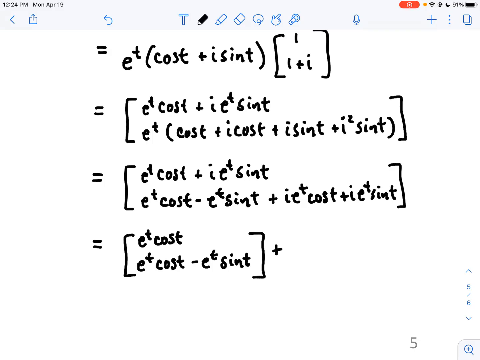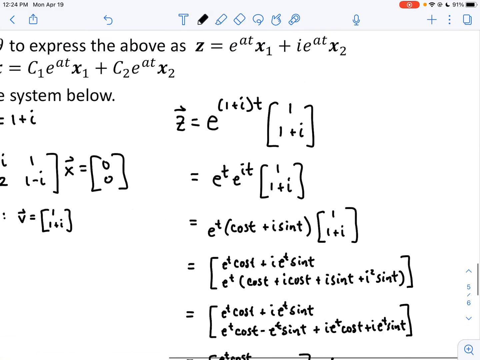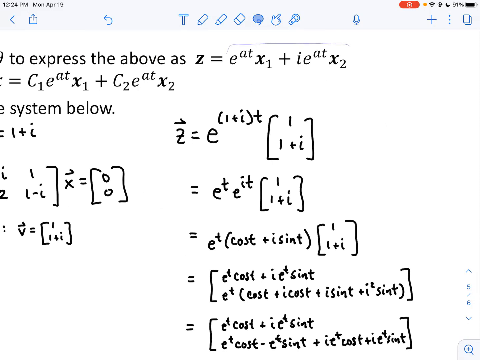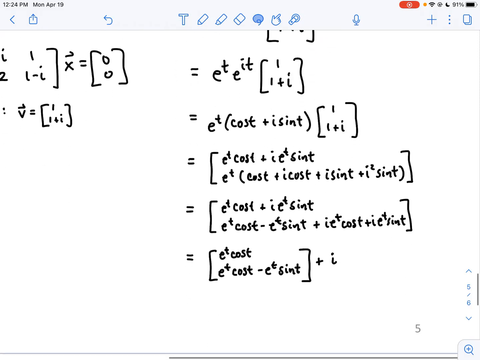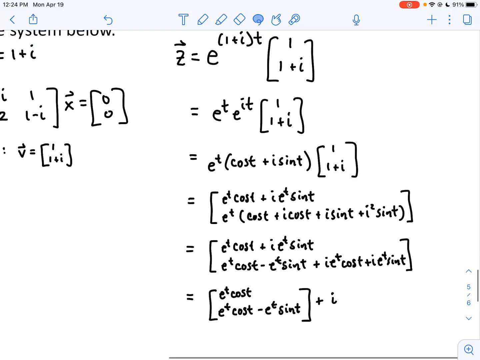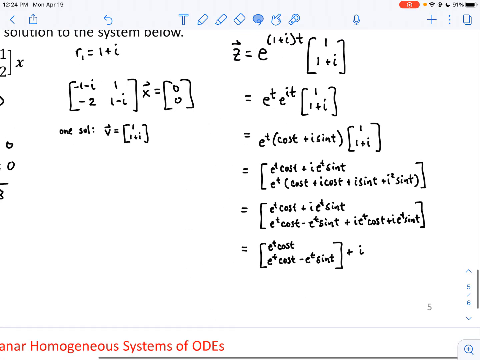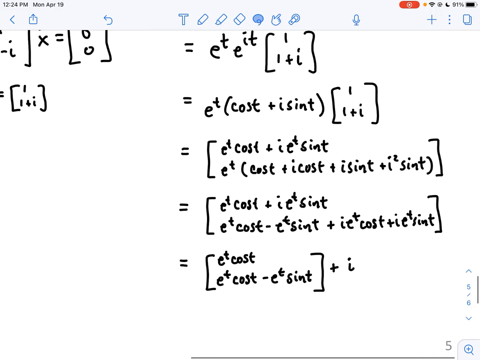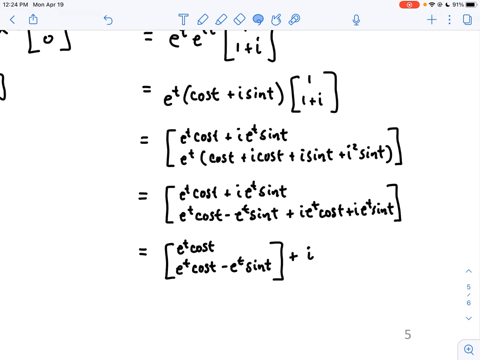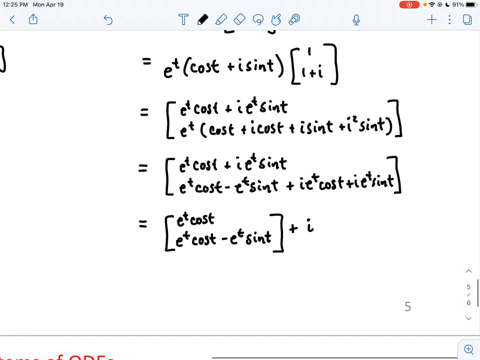Plus, now the next one, I do want to factor out the i. Keep in mind that we are trying to express it this way. And notice this way does have the e to the t's factored out, so maybe I should have done that in the first place. I'm going to probably revise this. It would have been advisable to have the e to the t's factored out the entire time. But let's just keep moving forward with what I have written. So the next component has the e to the t sine t, and then factoring the i's out of both these parts, we have e to the t cosine t, e to the t sine t.